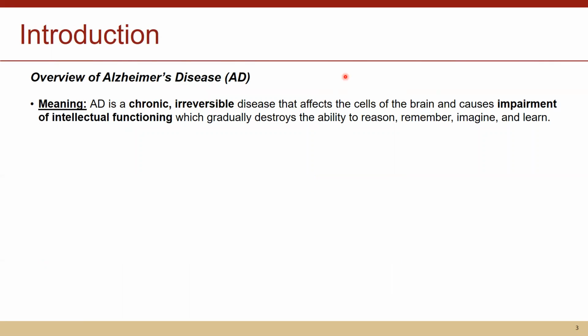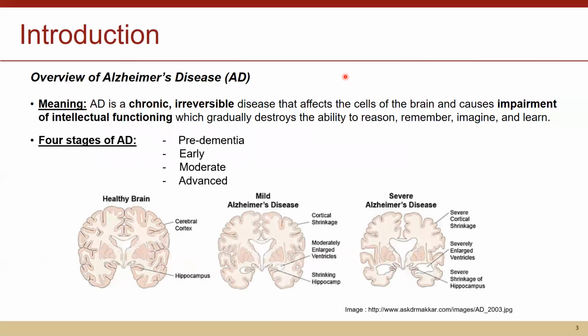Alzheimer's disease is a chronic, irreversible disease that affects the cells of the brain and causes impairment of intellectual functioning, so that the patient has difficulties with reasoning, remembering, imagining, learning, and so on. There are four main stages of AD: pre-dementia, early, moderate, and advanced AD. So it is very important for us to distinguish between healthy controls, mild AD, as well as severe AD. Those factors motivated us to develop our study.